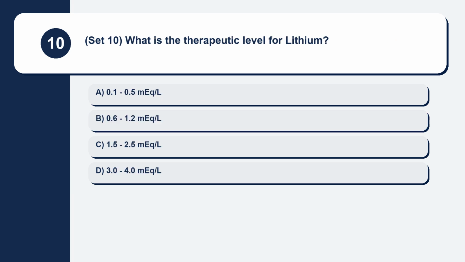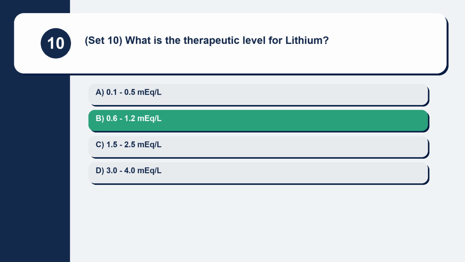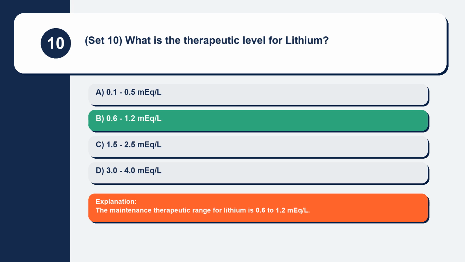Question 10. Set 10. What is the therapeutic level for lithium? 0.1 to 0.5 milliequivalent/L, 0.6 to 1.2 milliequivalent/L, 1.5 to 2.5 milliequivalent/L, 3.0 to 4.0 milliequivalent/L. The maintenance therapeutic range for lithium is 0.6 to 1.2 milliequivalent/L.